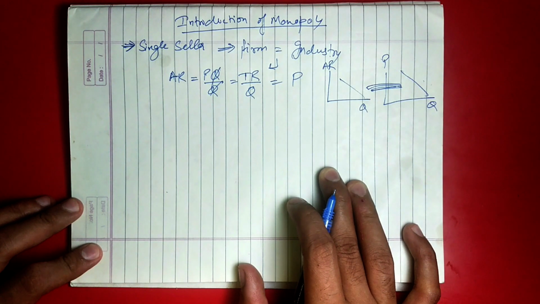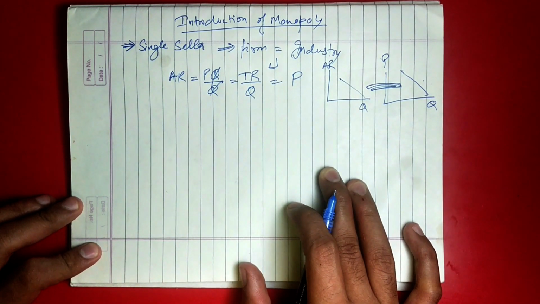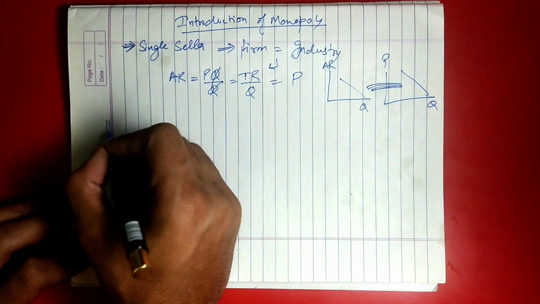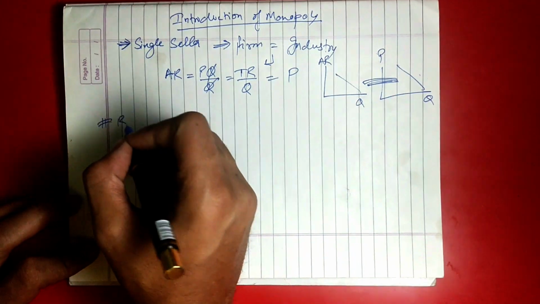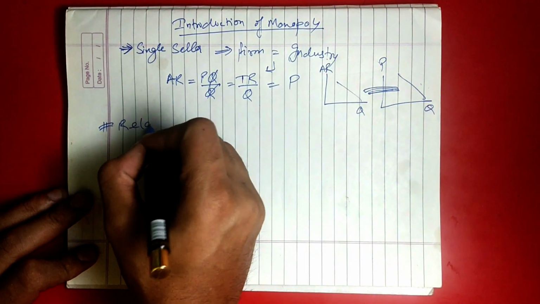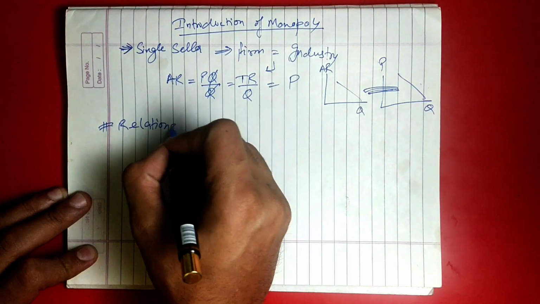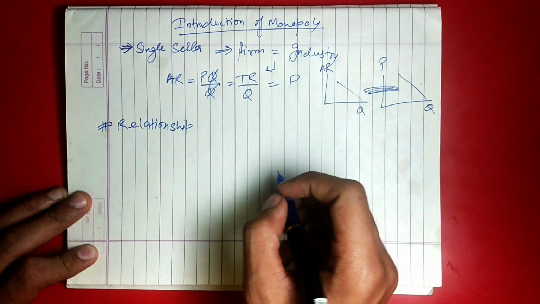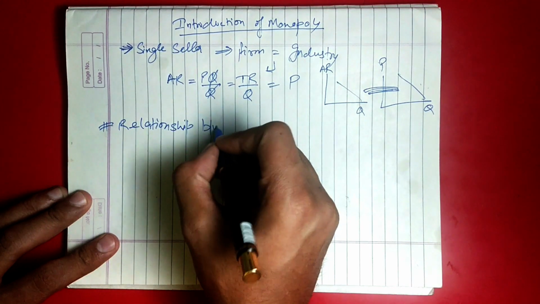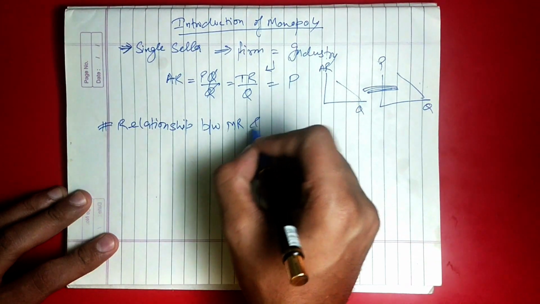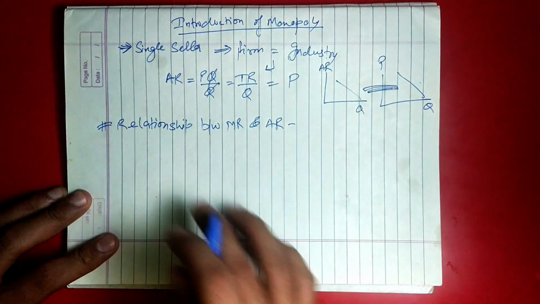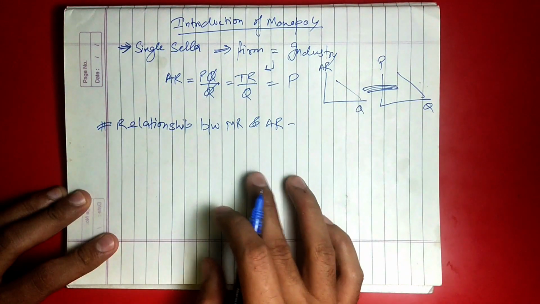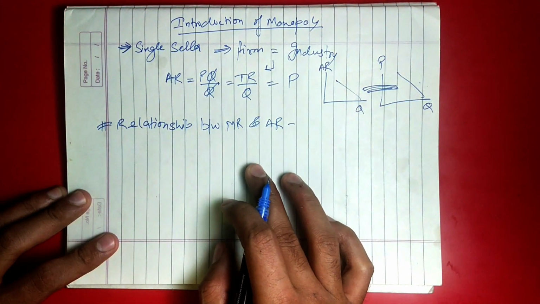Now we'll move on to the next topic, which is the relationship between MR and AR. I hope you all have studied this relation in your 12th standard. Many of you must also remember that for MR and AR, the slope of MR is equal to twice the slope of AR.